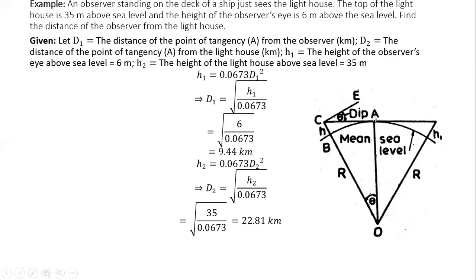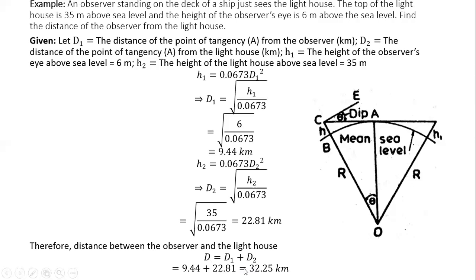So I got D1 as 9.44 kilometer. D2 from here to here is 22.81. When we add the two, we'll get the distance of the observer from the lighthouse. So D is equal to D1 plus D2. So it comes out to be 32.25 kilometers. Okay.